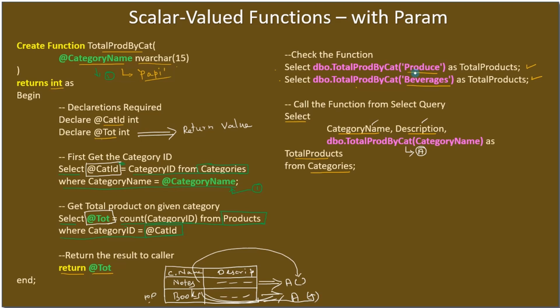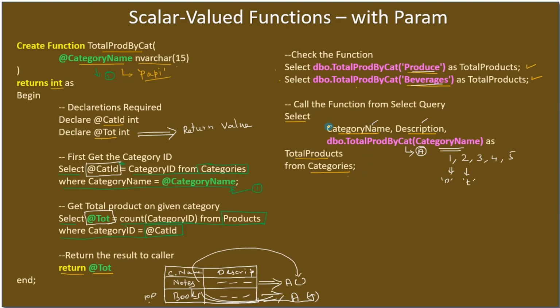Previously, we gave the category by hard coding the values produce and beverages, right? This time we are giving the value by taking it from the select query. That means if the table contains 5 rows, the first time the category name is supplied for the first row, then for the second row, third row, fourth row, fifth row, and we know that each function call will give us the total number of records, right? So that's how we use this.